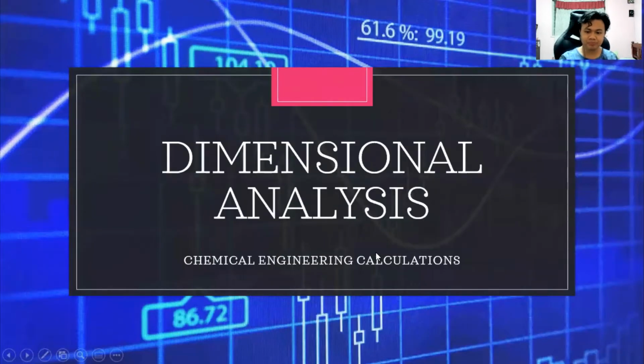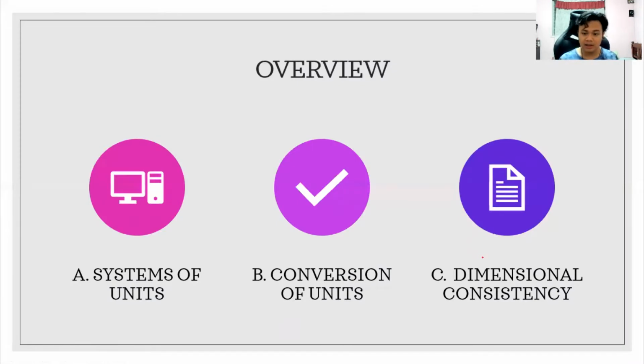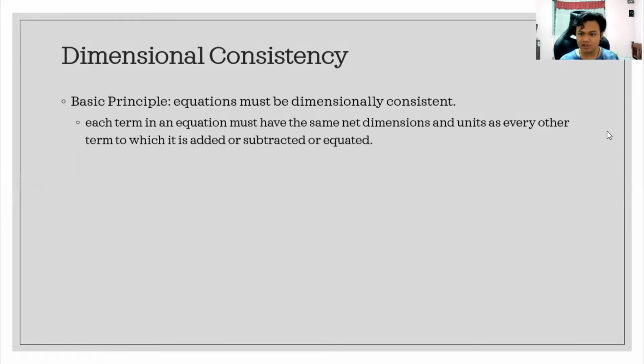So we are in the third part of our lesson, which is dimensional consistency. The basic principle is that equations must be dimensionally consistent. Each term in an equation must have the same net dimensions and units as every other term to which it is added, subtracted, or equated. It's really easier to show this by example.